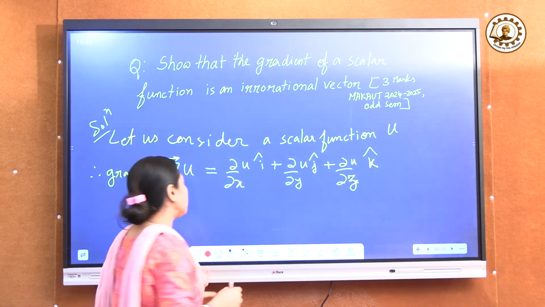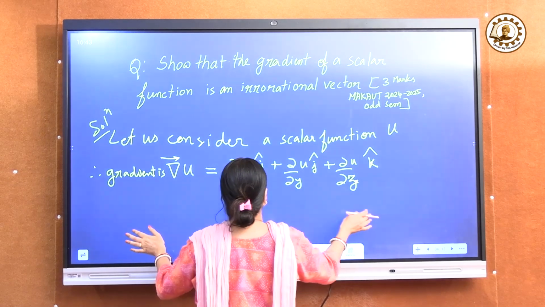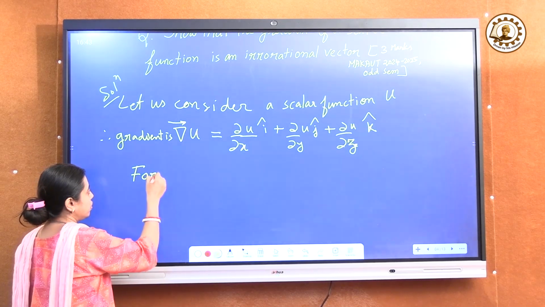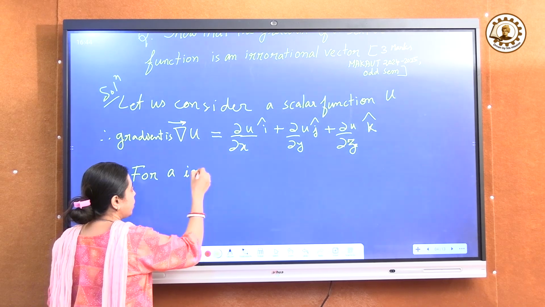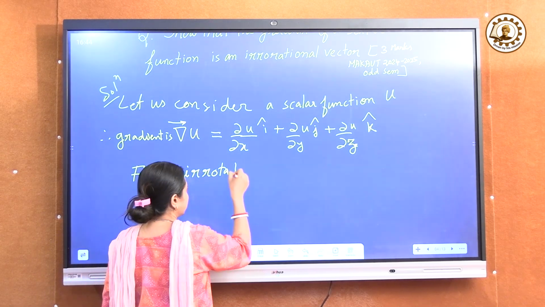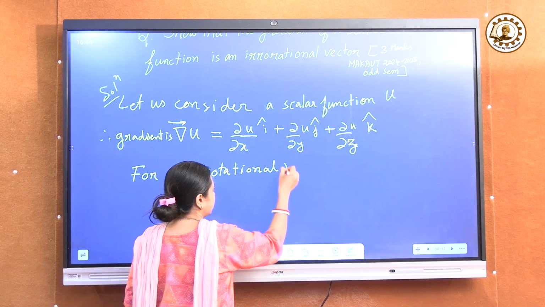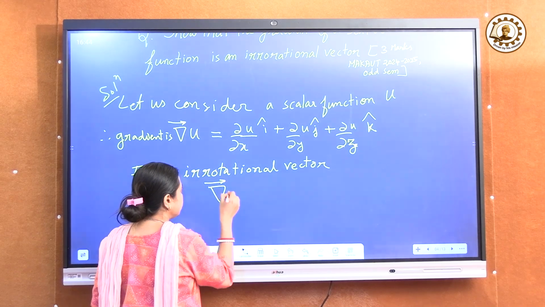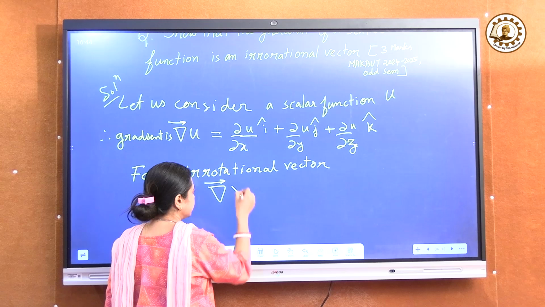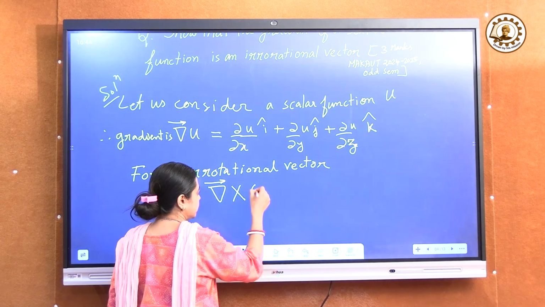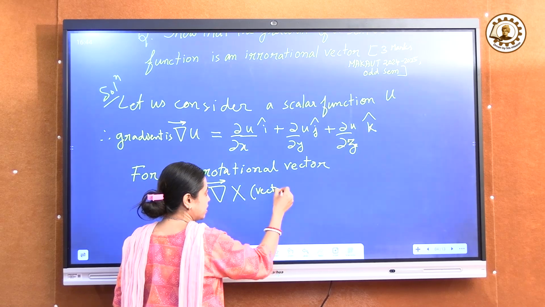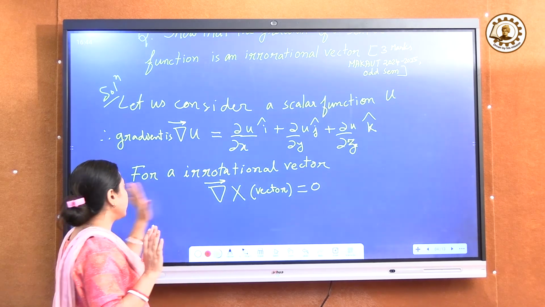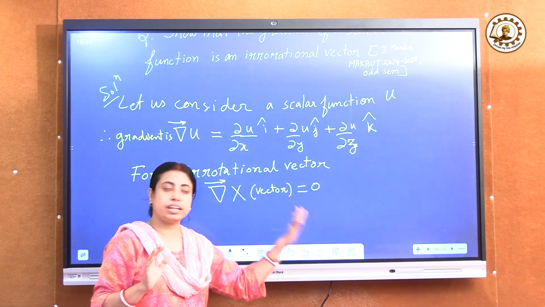Now what they asked us is to show that this gradient of the scalar function is an irrotational vector. What is the meaning of irrotational? For an irrotational vector, the curl of the vector quantity has to be equal to 0. So for an irrotational vector, the curl of the vector has to be 0.